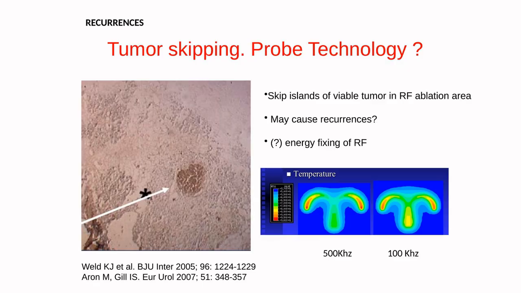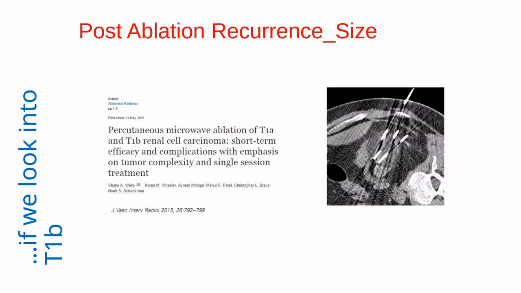Sometimes technology may be responsible for recurrences. It is well documented that despite a well-done RFA treatment, skip islands of viable renal cell carcinoma cells may still remain within the treated tumor. May some probes or technology cause more recurrences? And how about size? Expect incomplete ablation with large tumors. Here you have a literature example of T1b renal tumors: more recurrences and more complications.